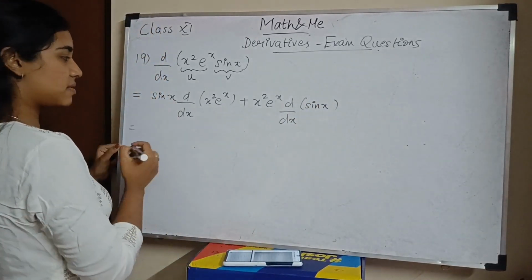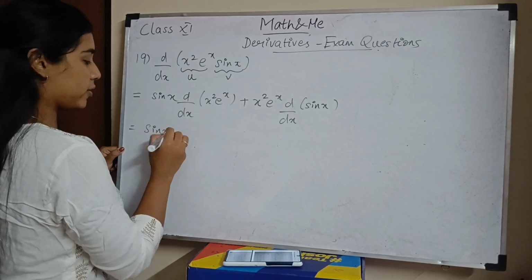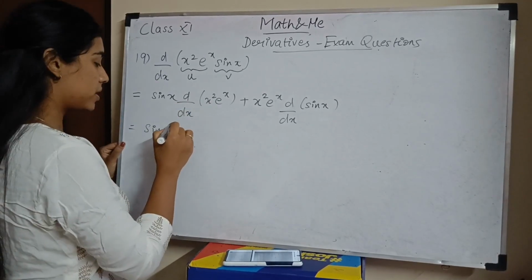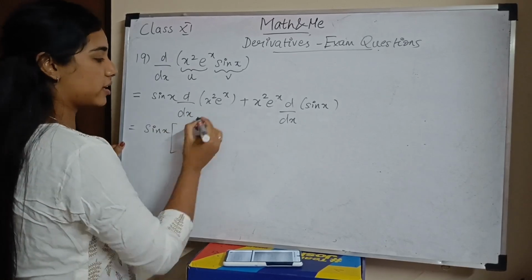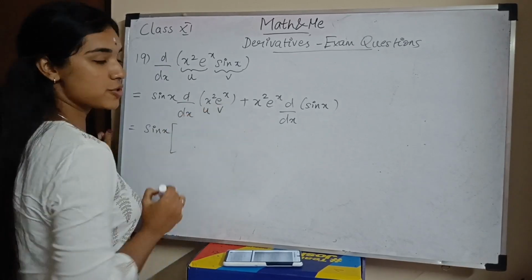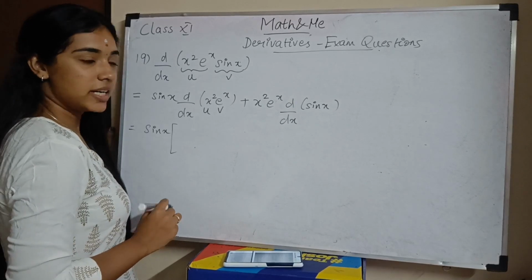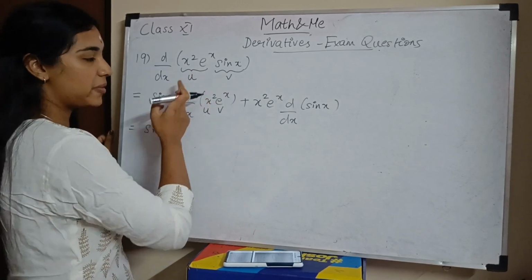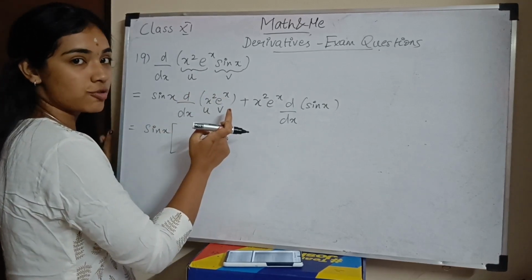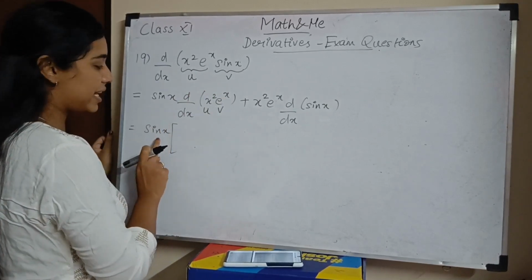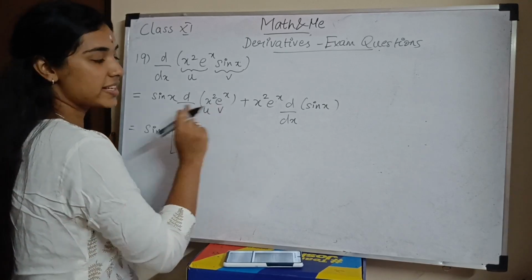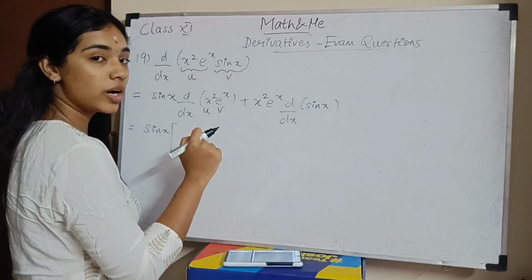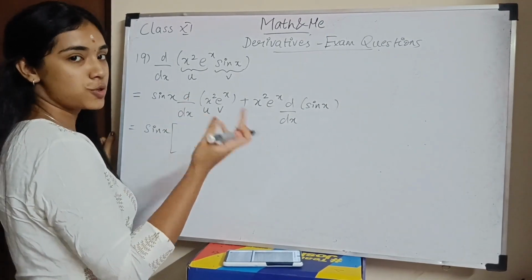So what does your first term become? sin x will remain the same. d by dx of this particular term, so d by dx of again a product. Now this becomes your u, this becomes your v. It is like different derivatives. You have something inside the derivatives also. So when you have sin x, you take it outside. You also have x square e to the x, which is of the form uv. So you cannot differentiate it directly. Again you have to use the same v u dash plus u v dash formula.